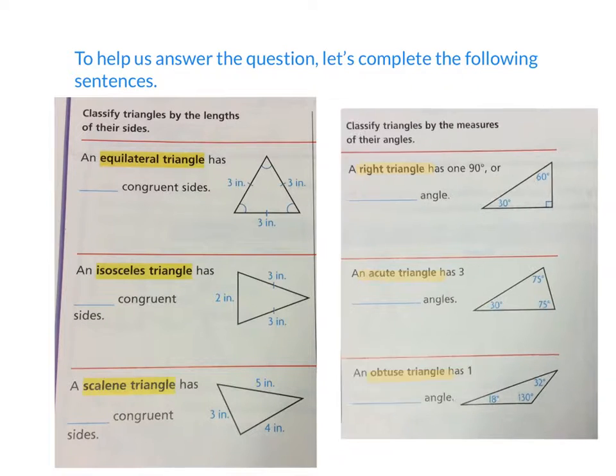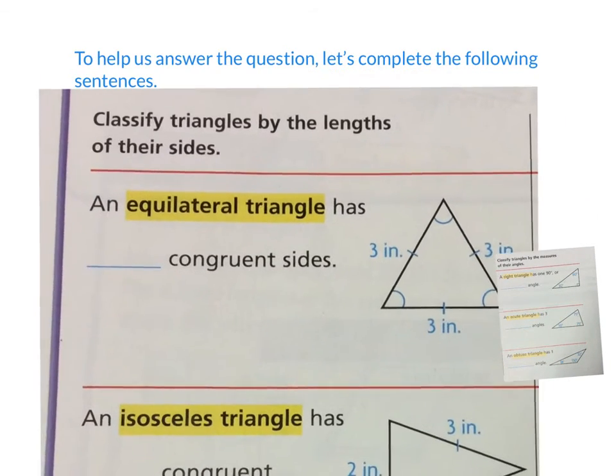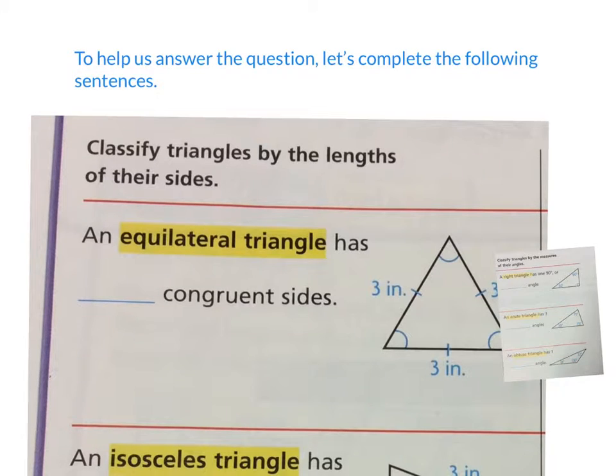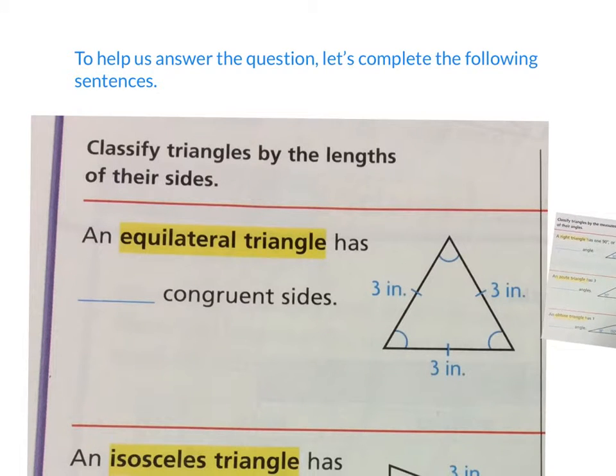The left side of the chart helps us classify triangles based on the lengths of their sides. Okay, so here we can see a triangle that has sides that are each 3 inches. They showed you in 2 ways that they're congruent. Do you see how they have the marks and they have the labels, right? So this is called an equilateral triangle. Everyone say equilateral. Equilateral. Okay, how many congruent sides does it have? 3. So an equilateral triangle has 3 congruent sides. Go ahead and fill that in.